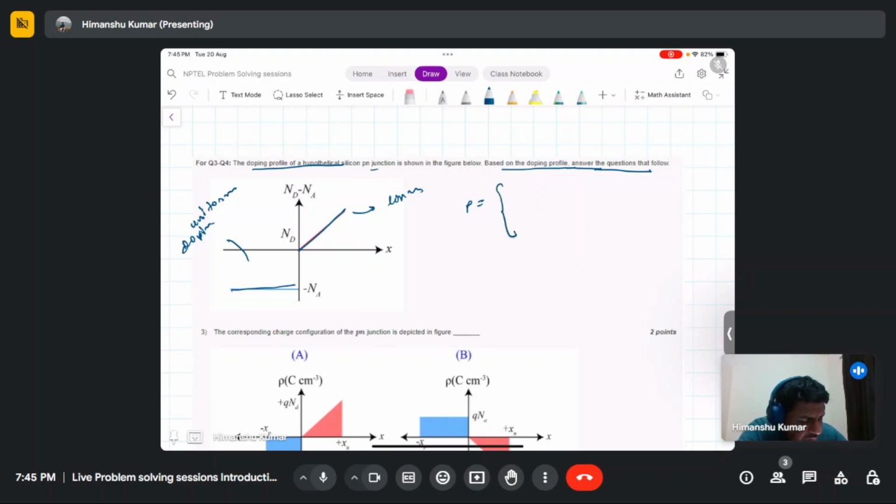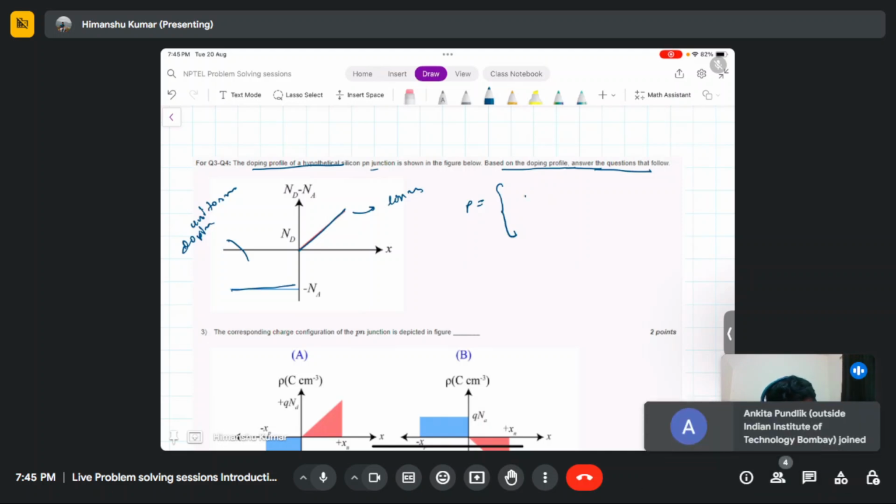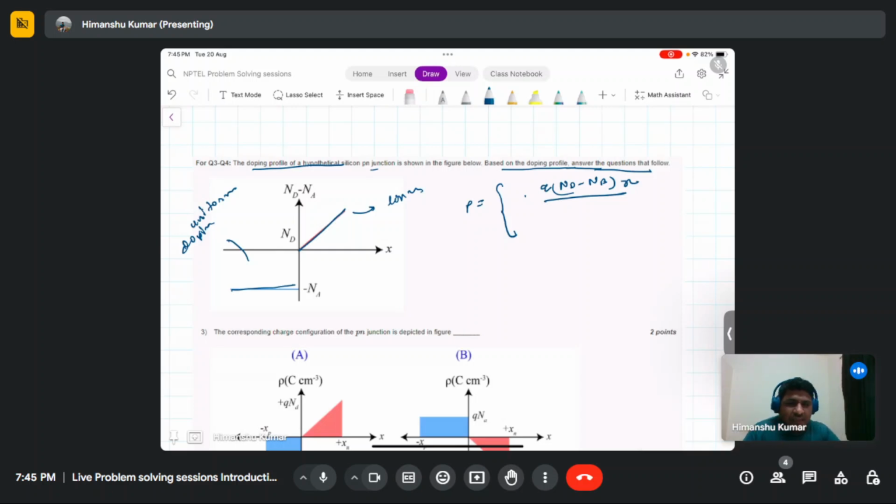the charge on this side is in the positive direction, it will be q times (N_D minus N_A) x, and the other side it will be minus N_A times q. So this is the charge profile.